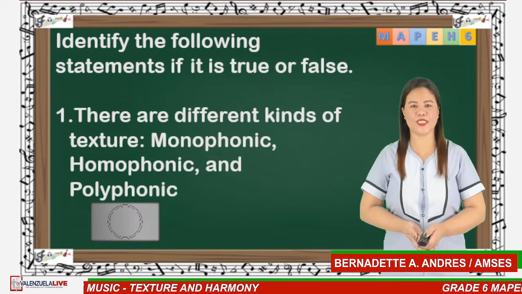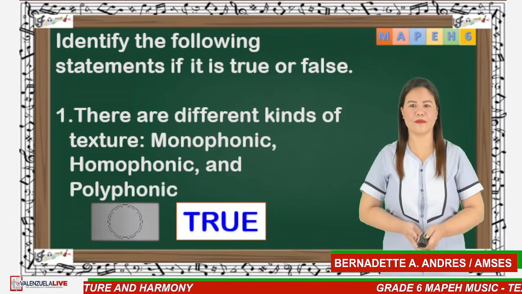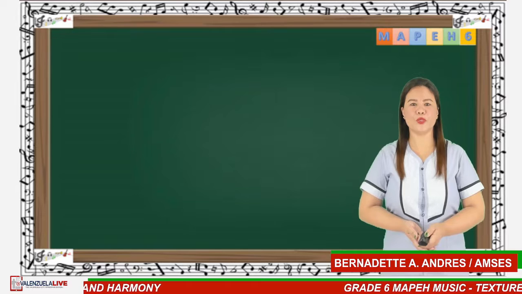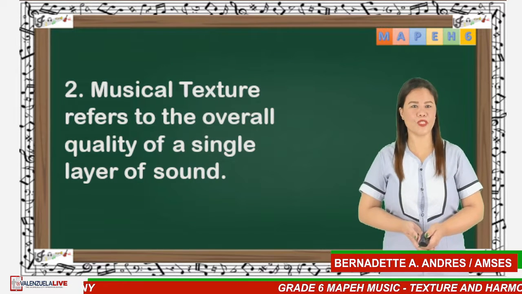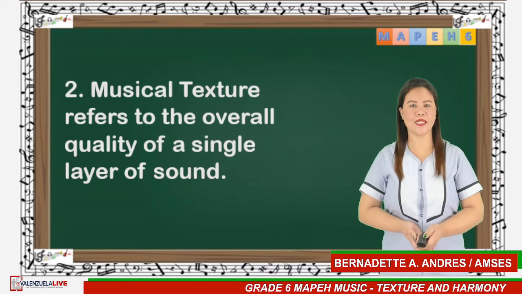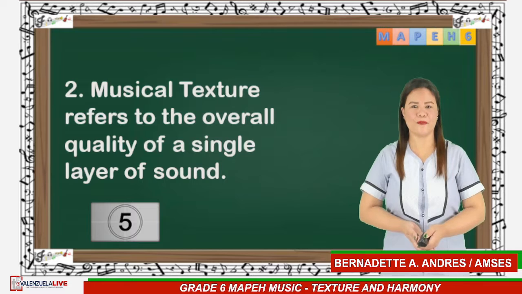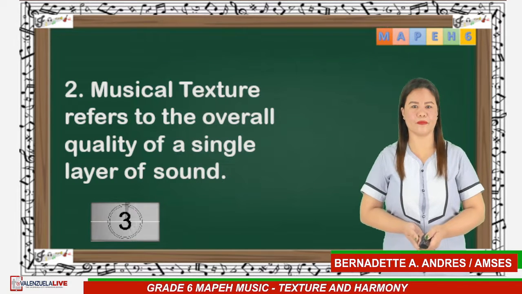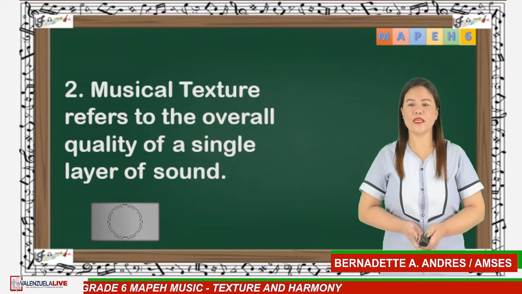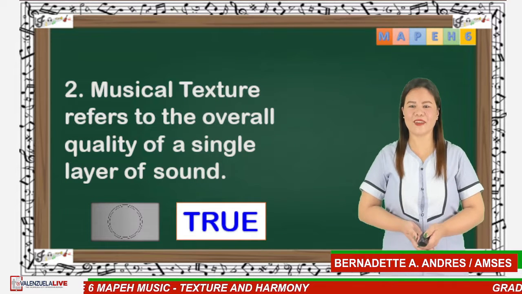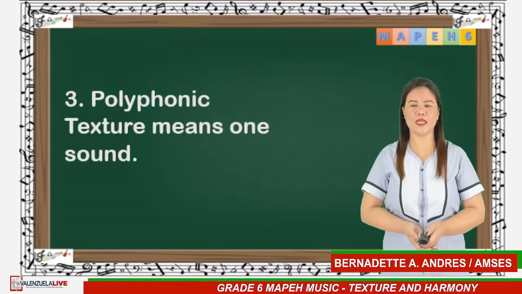If your answer is true, you are correct. Let's move on to number 2. Musical texture refers to the overall quality of a single layer of sound. Your timer starts now. If your answer is true, great job! You are correct. Let us have number 3.